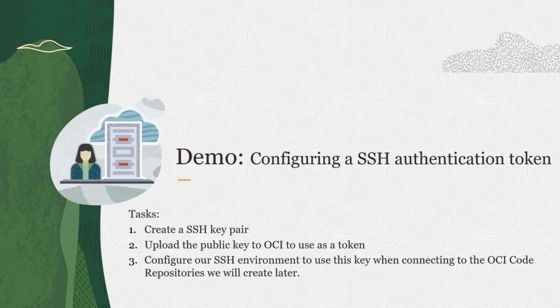The first task is to create a SSH key pair. Later, we'll be taking the public key and converting it into PEM format so OCI can process it. The next task is to upload the public key to OCI to use as token. And the third task would be to configure our SSH environment to use this key when connecting to the OCI code repositories, which we will be creating later.